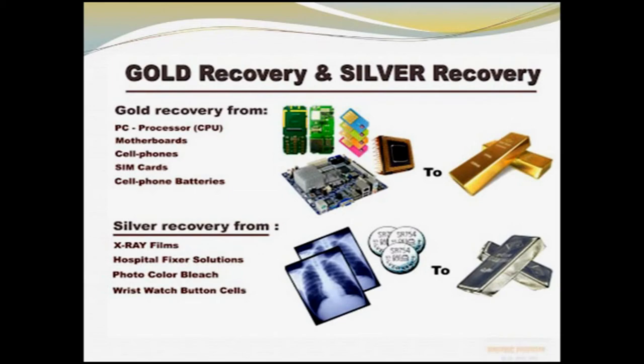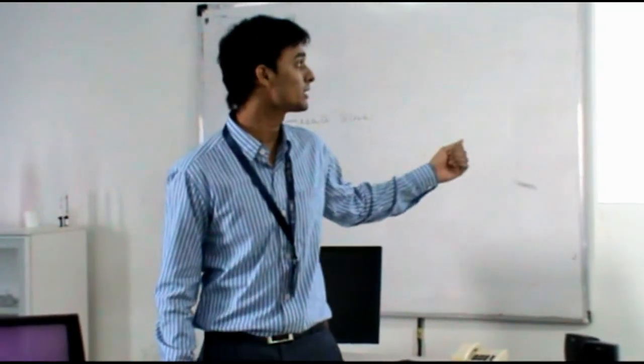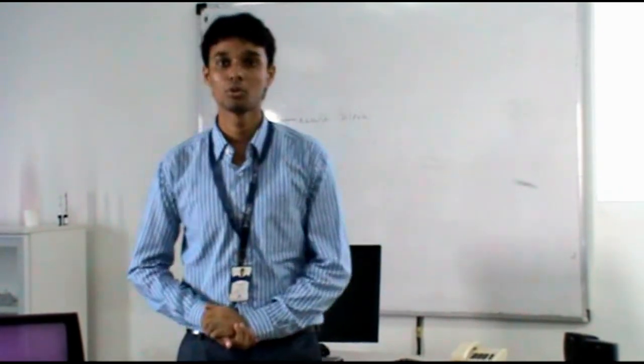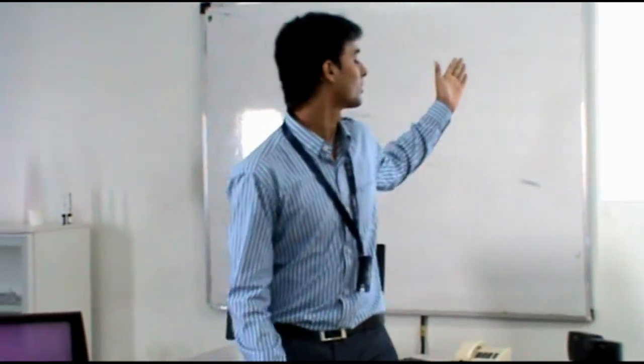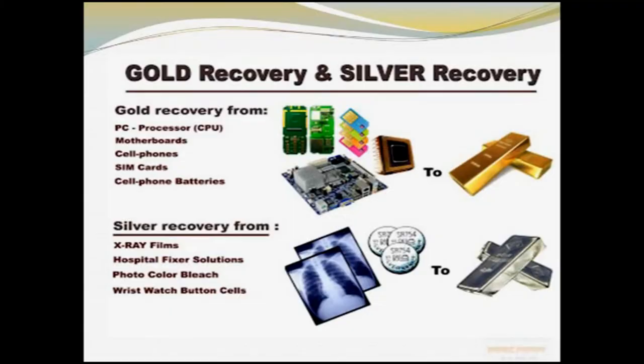Okay, this shows the recovery of items from chips and e-waste. Most of the processors contain gold or silver. So this shows that gold is recovered from PC processors, cell phones, SIM cards and other items, whereas silver is recovered from X-ray film, photo color bleach and other items.